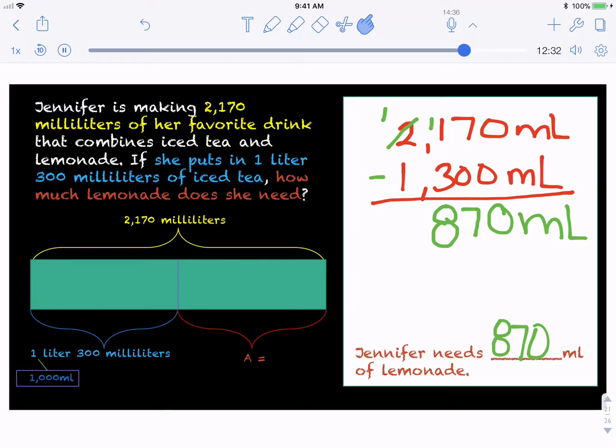So, in this case, you wouldn't want an estimate. You wouldn't want to assess if it's a reasonable answer. You want the exact answer. When you're dealing with capacity, you have to have the exact answer.